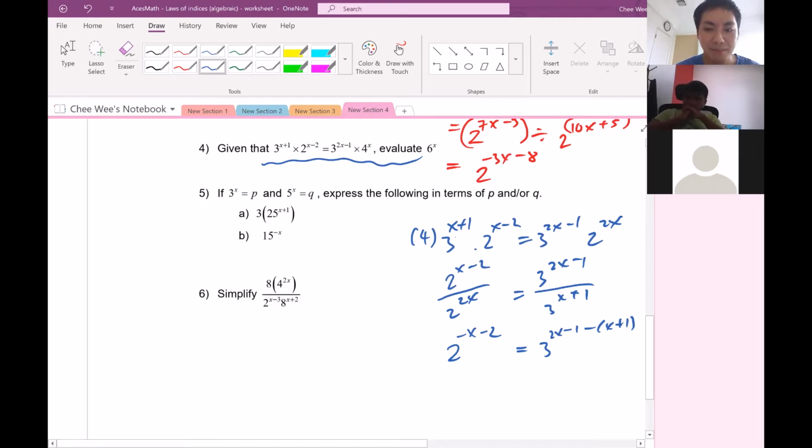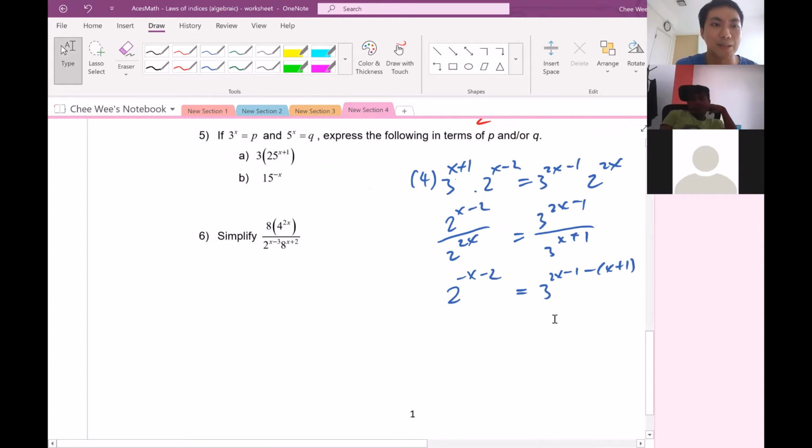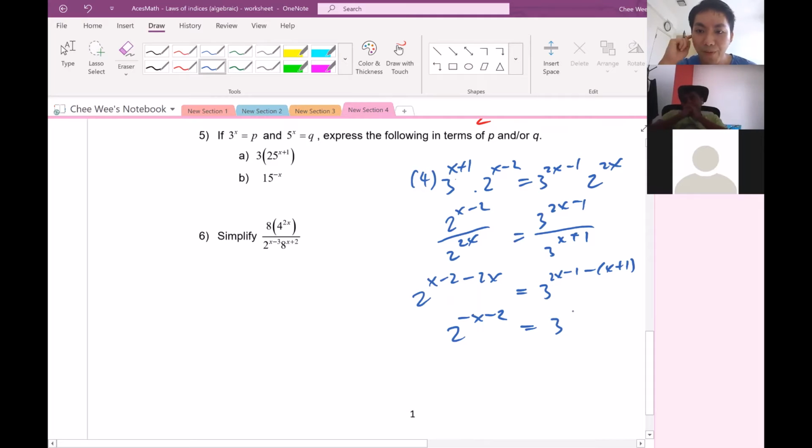Okay? So this is one of the most common mistakes. So feel free to write brackets first. Sometimes the teachers will actually skip this step and write the answer right away, but for you guys, you need to write more steps at this level. So this will become 2 to the power of x minus 2 minus 2x actually. So we will then get 2 to the power of minus x minus 2, which is equal to 3 to the power of x minus 2.